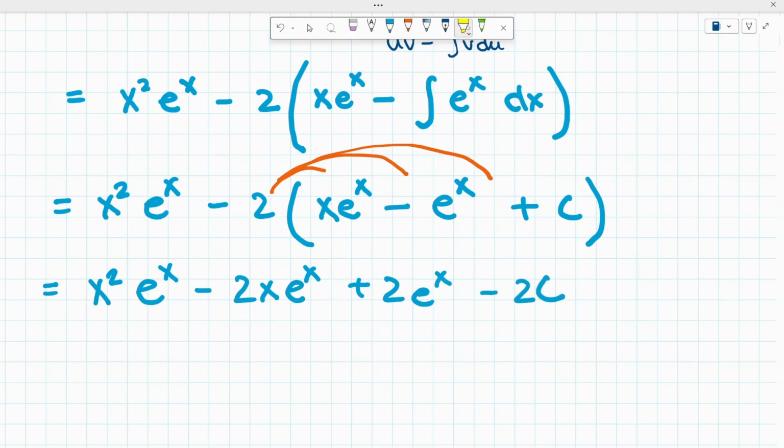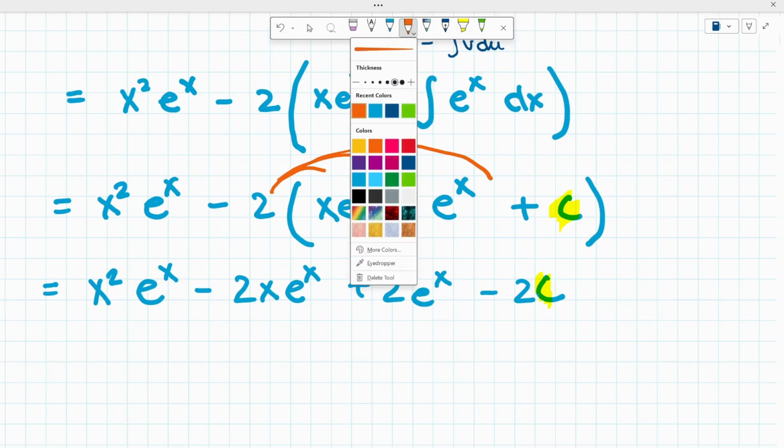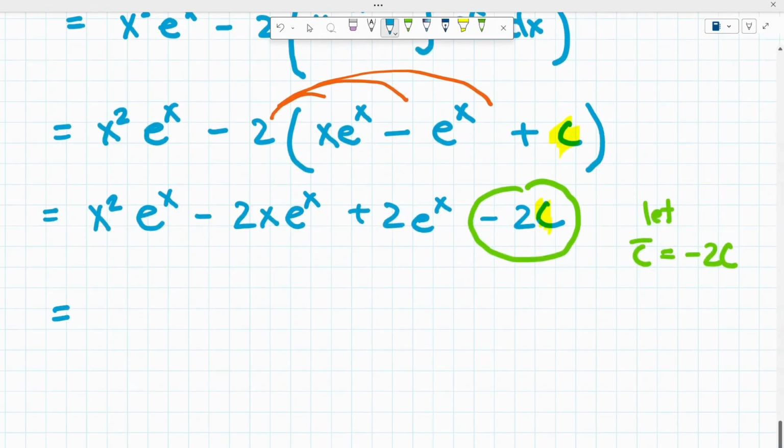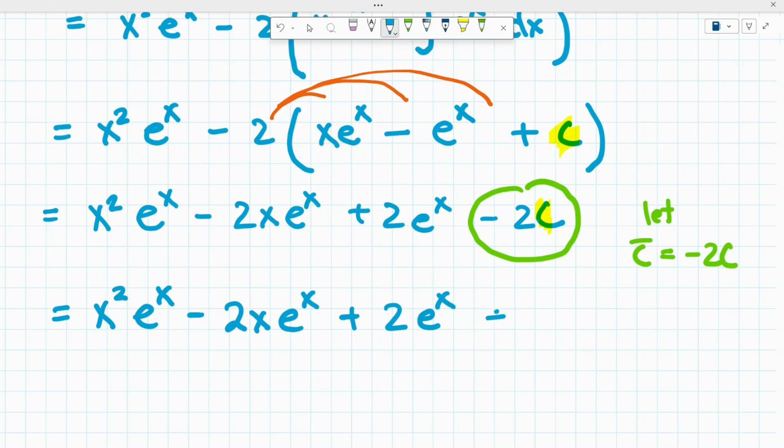Since c is our integration constant, to clean this up we can pretty much just take this whole piece and say let c bar equal minus 2c. That way, for our final answer, we have x squared e to the x minus 2x e to the x plus 2 e to the x plus c bar. And there you go. That is the final answer.